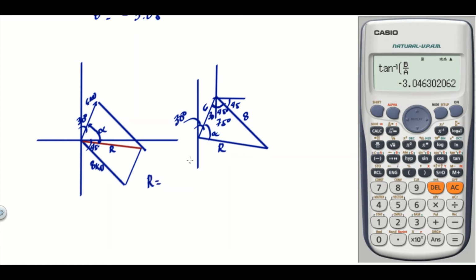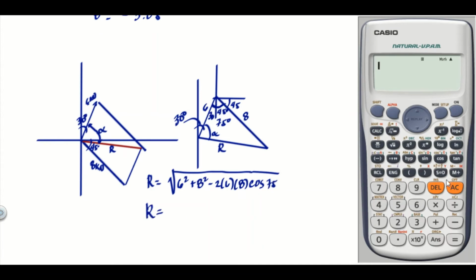So, R is equal to the square root of 6 squared plus 8 squared minus 2 times 6 times 8 times cosine of the included angle, which is 75 degrees. So, R is equal to the square root of 6 squared plus 8 squared minus 2 times 6 times 8 times cosine of 75 degrees equals 8.67 kilonewton. So, parehas lang answer, no? Nga lang, nag-drawing pa tayo.